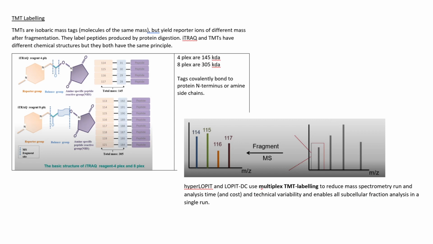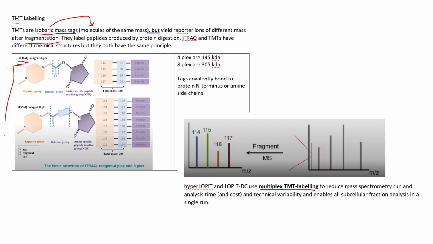If you're unfamiliar with multiplex TMT labeling, these are isobaric mass tags, which just means molecules of the same mass, but they yield reporter ions of different masses after the tags fragment. So you may have heard of iTRAQ. TMT and iTRAQ have pretty much the same principle. They just have different chemical structures.